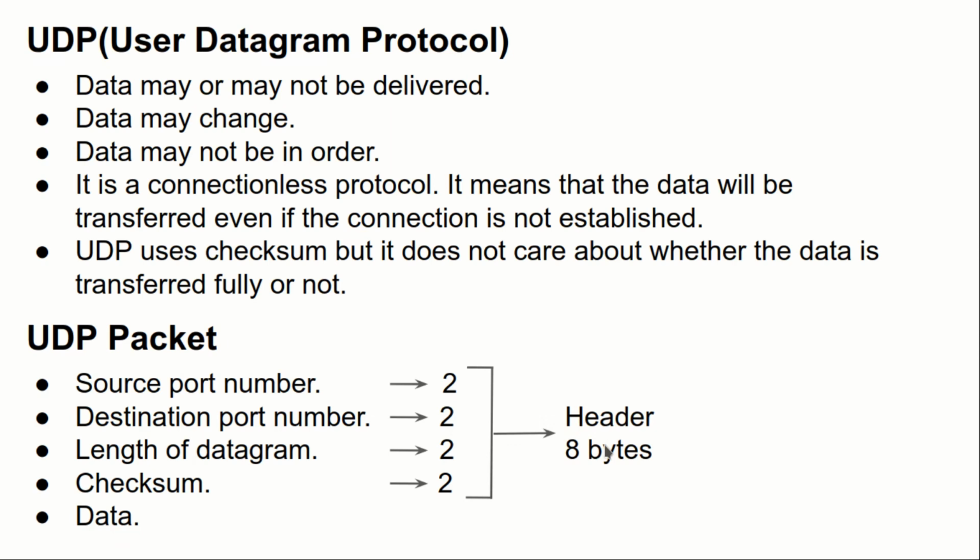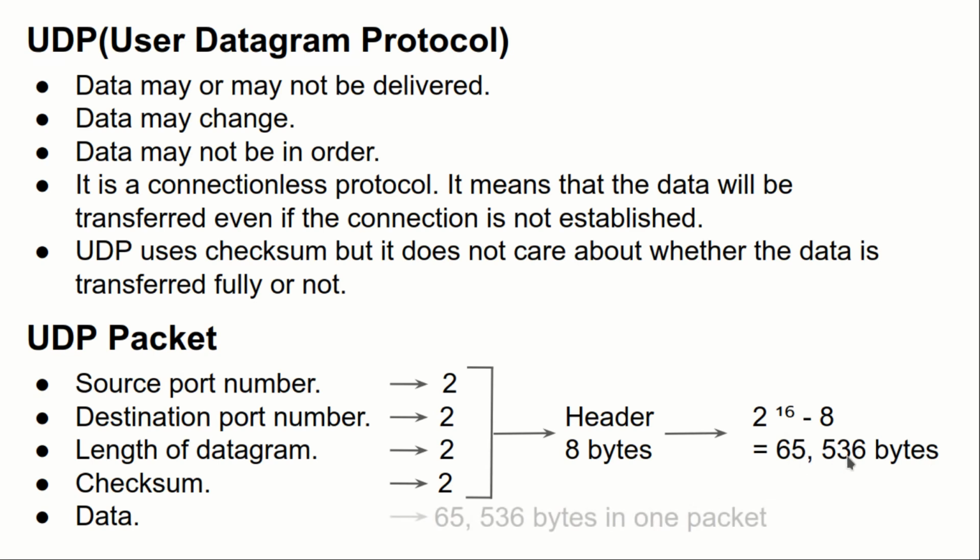After that, the total size of the UDP packet, the size of one packet, would be 2 raised to the power of 16. Now the 8 bytes will be subtracted from this 2 raised to the power of 16, and the result would be 65,536 bytes. So this is the size of the data that is present in one packet.